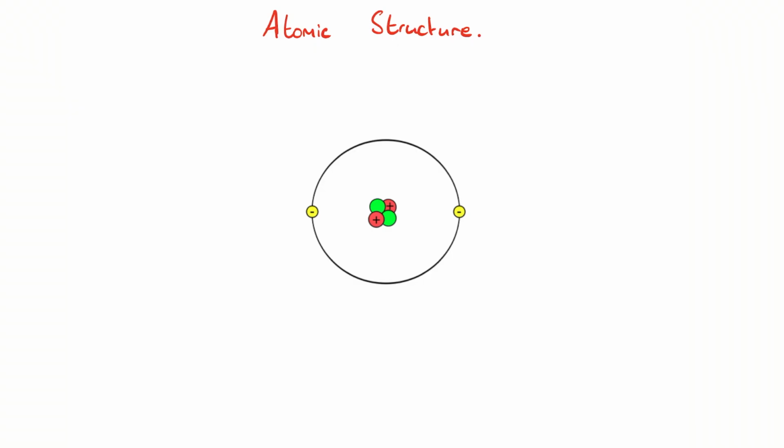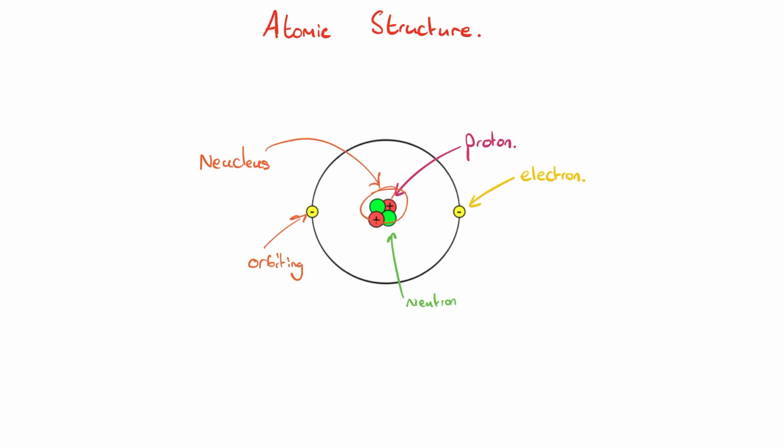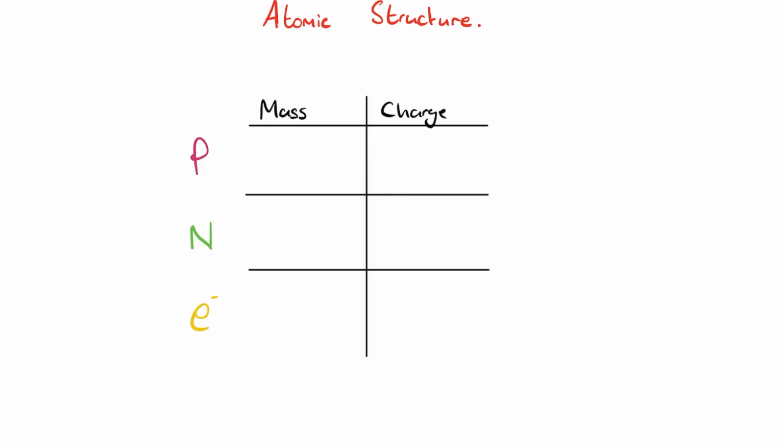So to begin, something simple. Atomic structure. Atoms are made up of three particles: protons, neutrons and electrons. Protons and neutrons are found in the nucleus of an atom, while electrons orbit the nucleus. Pretty easy stuff. Now we have to talk about the properties of said particles.